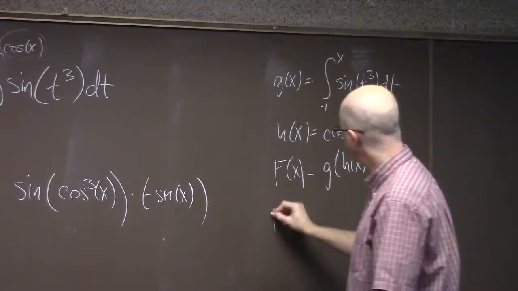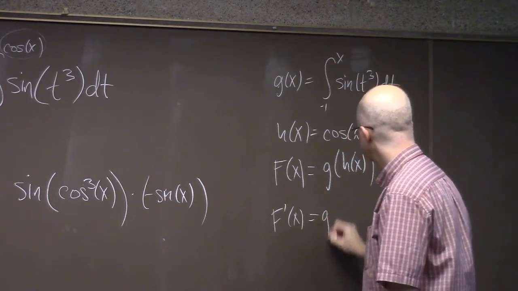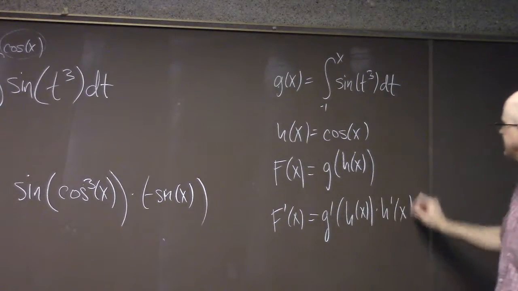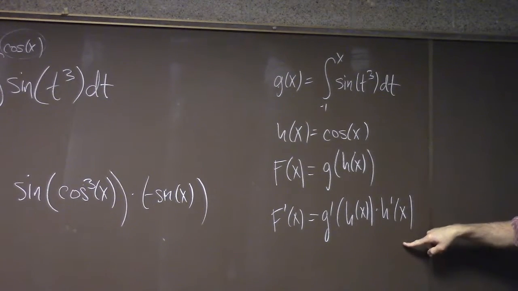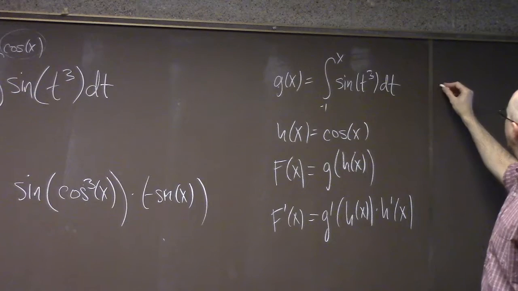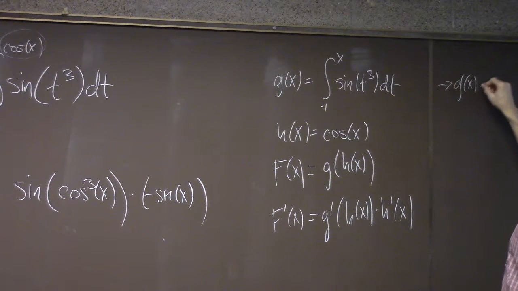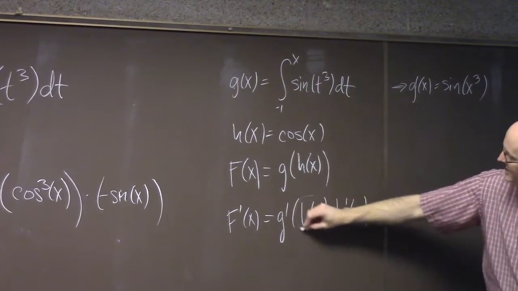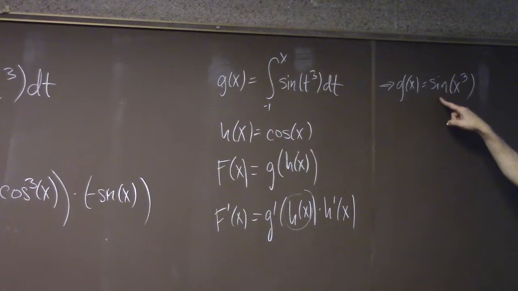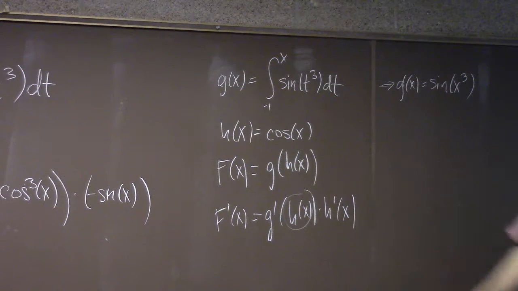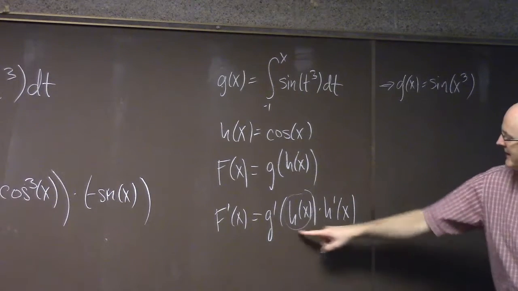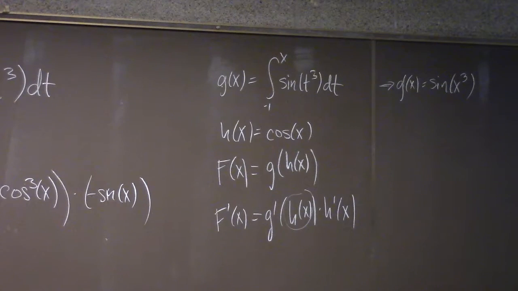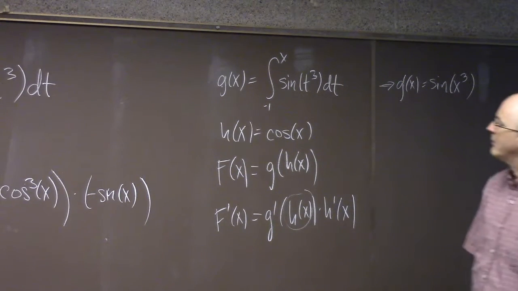And the abstract form of the chain rule in this context is that capital F prime would be g prime of h of x times h prime of x, being negative sine of x. G prime by the fundamental theorem of calculus of x is sine of x cubed. You've got to plug h of x into that derivative, so you get sine of cos cubed x, again times negative sine of x. So if you think about it this way, maybe you'd be less likely to make a mistake. And that would be a fine way to do it.